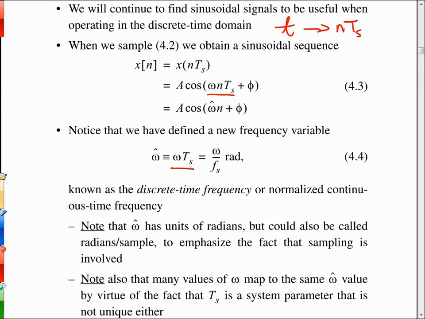So technically, if omega was radians per second, which is 2 pi times cycles per second, and you divide by samples per second, what does that give for the units of omega hat? Just plain radians, which is kind of misleading. So some books will say it's radians per sample, where samples are dimensionless, just to emphasize the fact that sampling is involved. But technically, from a math standpoint, the units are purely radians.